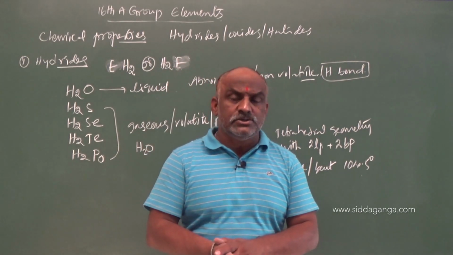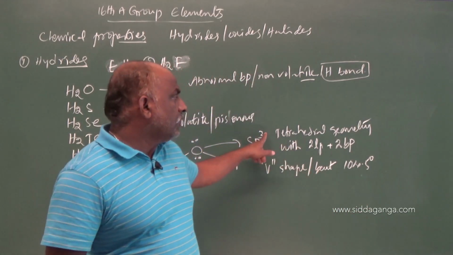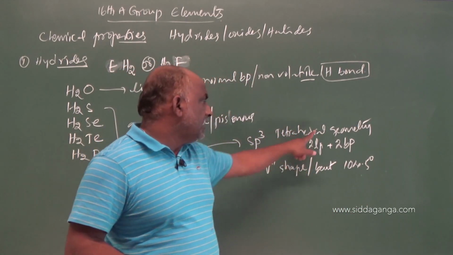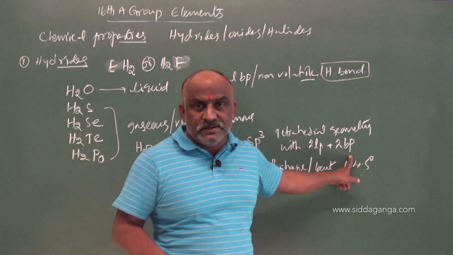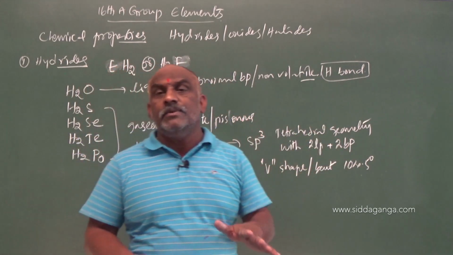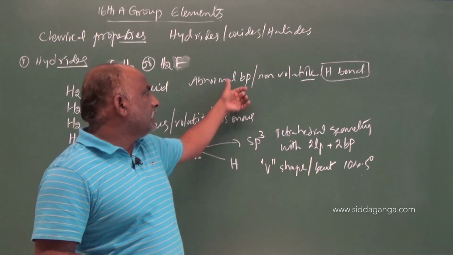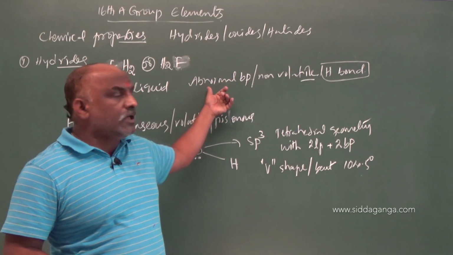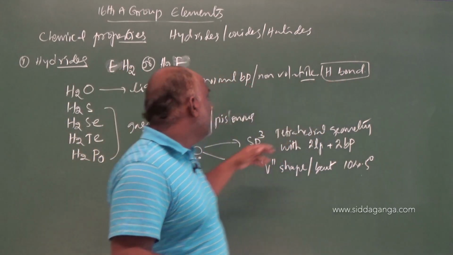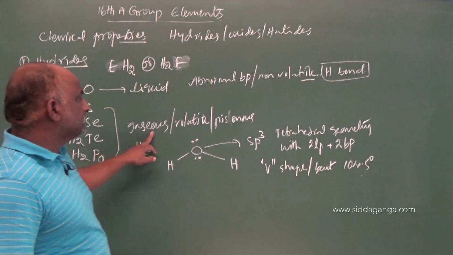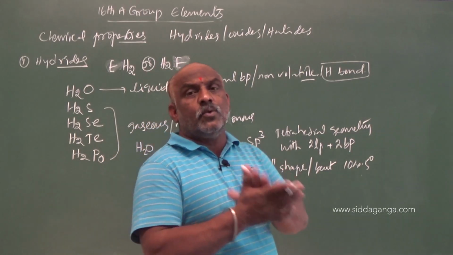Remaining all hydrides are also sp3 hybridized, tetrahedral with 2 lone pairs plus 2 bond pairs. But what is the difference? The bond angle is much less compared to the water molecule. So water is non-volatile, has an abnormal boiling point because of hydrogen bonding, and the remaining hydrides are gaseous, volatile and poisonous, except water.